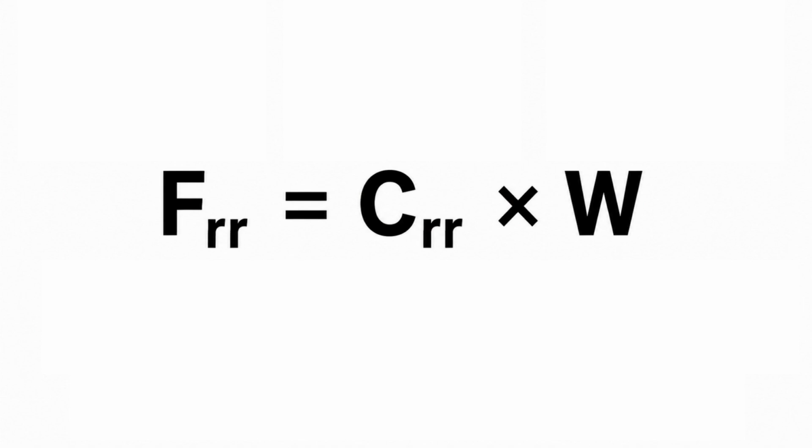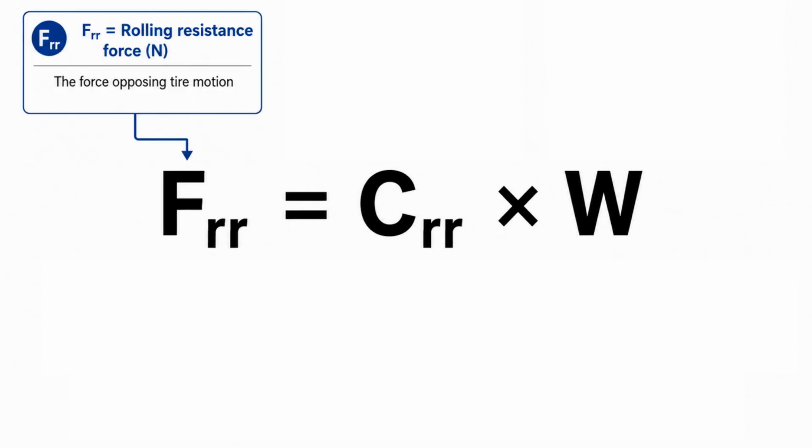This image explains the basic formula used to estimate rolling resistance. The equation is rolling resistance force equals the coefficient of rolling resistance multiplied by the normal load on the tyre. Here, FRR is the rolling resistance force, measured in newtons. It represents the force opposing the tyre's movement.